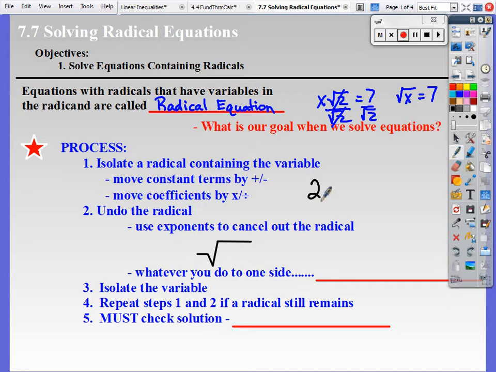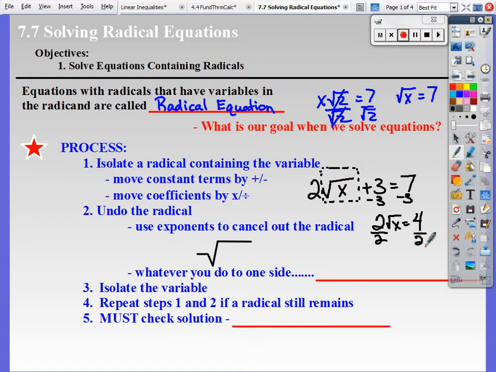So, a real basic example real quickly: if you had 2 square root of x plus 3 equals 7, what we want to do first is isolate this radical right here. We want to get that by itself. So we need to undo constants first by subtracting 3. So you get 2 square root of x equals 4. Then divide by 2 because we want to get that radical by itself. And now we can proceed with solving for x through the rest of the steps.